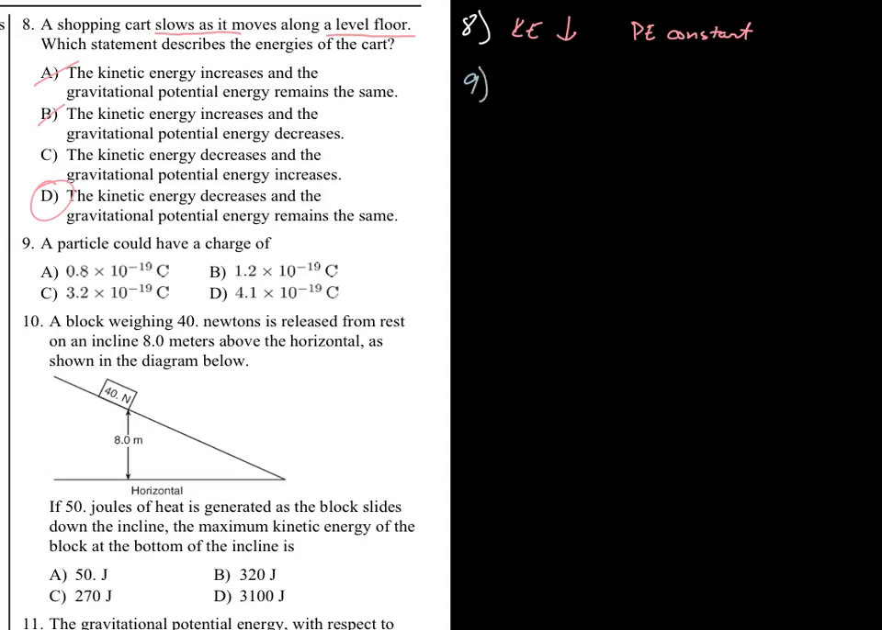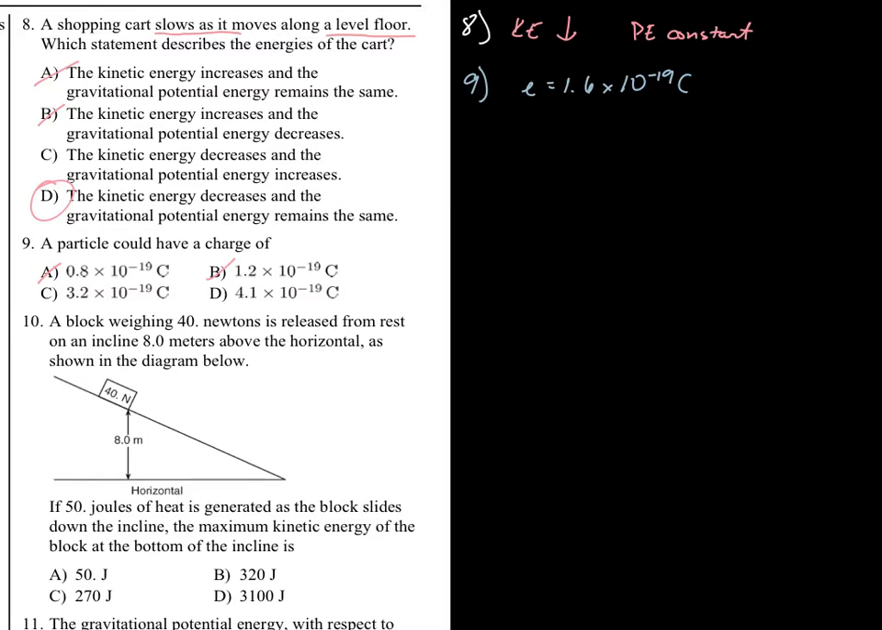All right, number 9 goes into electrostatics. So we need to know what elementary charge is. A particle could have a charge of what? So possible charges have to be whole number multiples of 1.6 times 10 to the negative 19 coulombs. So looking at each of these choices, we could cross off those that are less than that. We're going to cross off those that are less than e, because e is the smallest possible charge. So A and B we can cross out. That leaves us with C and D.